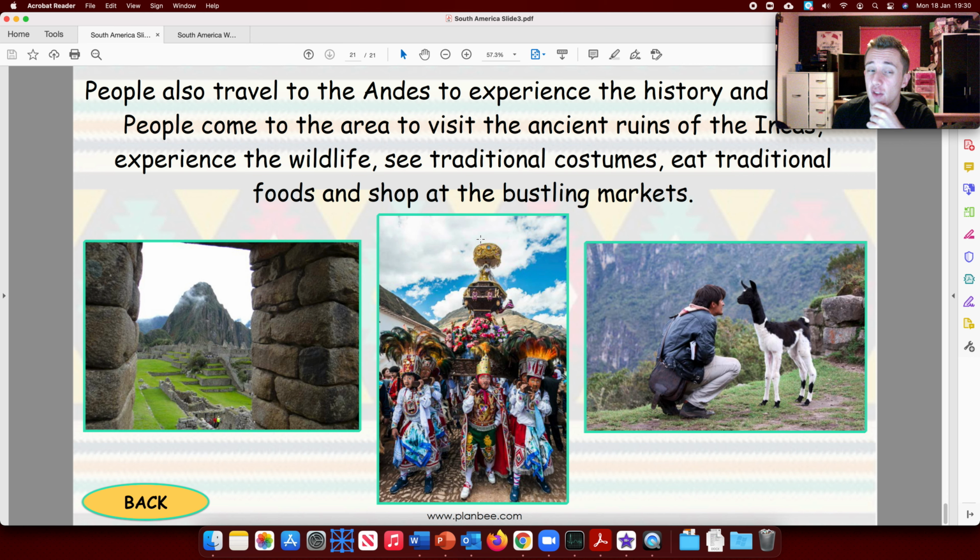And they also go there to experience the history and the culture. We looked at Machu Picchu, which is here. The Andes is full of history and it's full of very unique culture. So, to recap, the Andes have many different uses. It runs the entire spine of South America. It's formed because of tectonic plates pushing together. And it has many different uses.